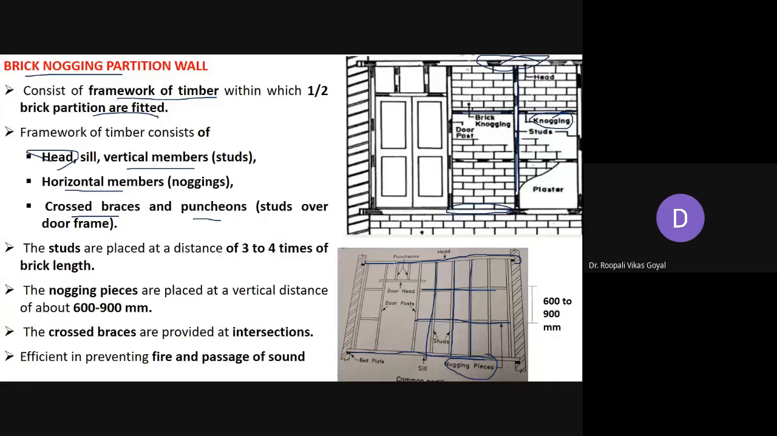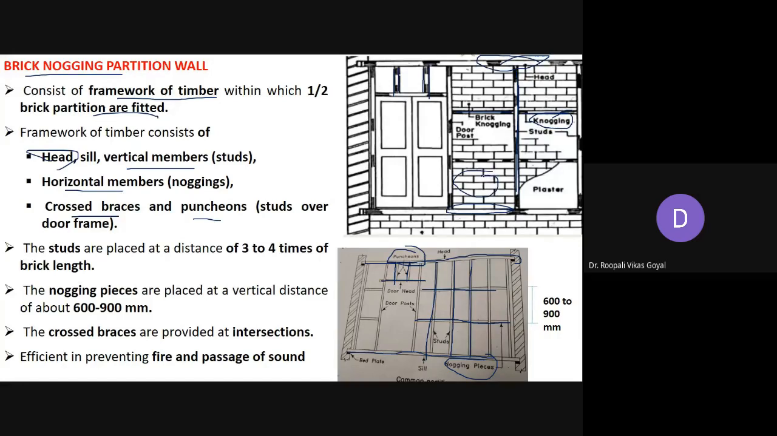These are studs only, but they are provided over the door frame. So suppose you are having some door, here the door has come, so the vertical pieces over the door frame, you will call them puncheons. So these are the vertical studs only, but they are provided over the door frame. So this is your door frame, and the vertical studs here are called puncheons. So these are the different members of the timber framework within which you have to provide your brickwork.